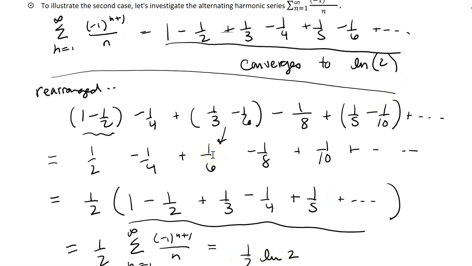So that's what can happen when you're talking about conditional convergence, where it's only convergent based on that alternating behavior. So if you have a series that is conditionally convergent, be wary if you find the number to which it converges.